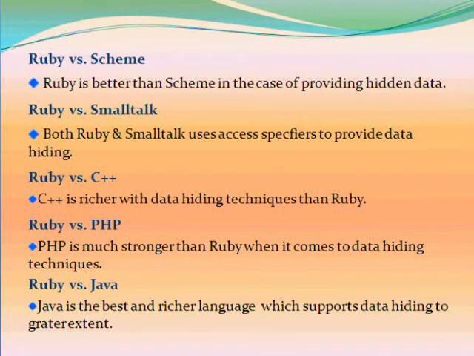In the case of providing hidden data, Ruby is much better than Scheme. Both Ruby and Smalltalk use access specifiers to provide data hiding. Java is the best and richest language, which supports data hiding to a greater extent. When it comes to data hiding techniques, PHP is much stronger than Ruby.